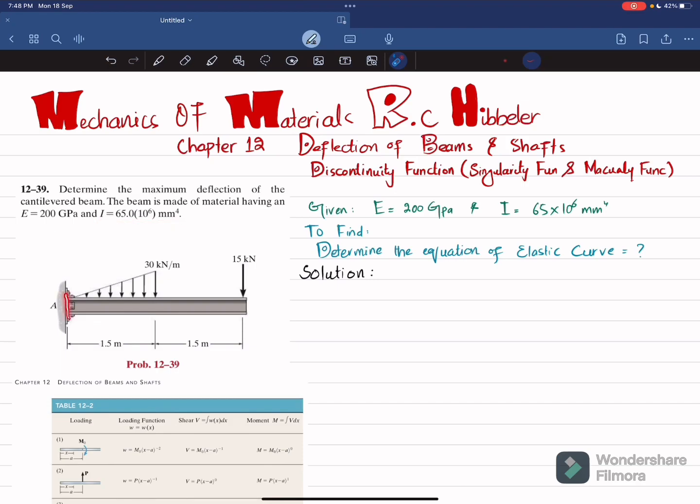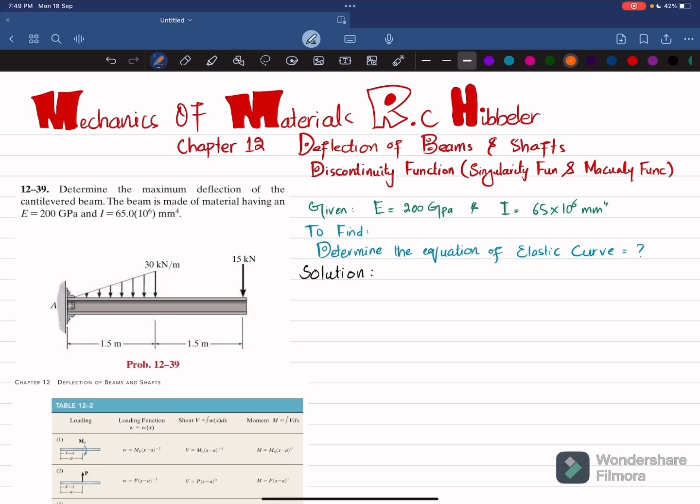You can see this is a cantilever beam that is fixed at point A, and at this end we have a 15 kN load, and from point A to a length of 1.5 meters there is a uniformly increasing load, a triangular load that is 30 kN per meter. Due to this load, the beam will deflect like this. We have to find the maximum deflection of the cantilever beam, that will be at this end, Vmax. Okay, so let's start with the solution.